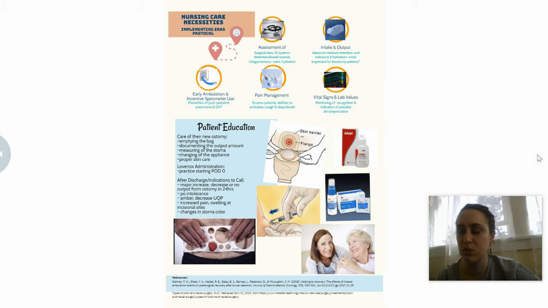Assessing the GU system, so monitoring for signs and symptoms of dehydration, so adequate urine output volume and color. And then off of that is assessing the integumentary system. So again, signs and symptoms of dehydration. Is the skin dry, flaky? Are they pale? And then looking at the mucous membranes as well. Are they moist? Do they have adequate color? And then also looking at the skin around those incisional sites and the newly created ostomy.